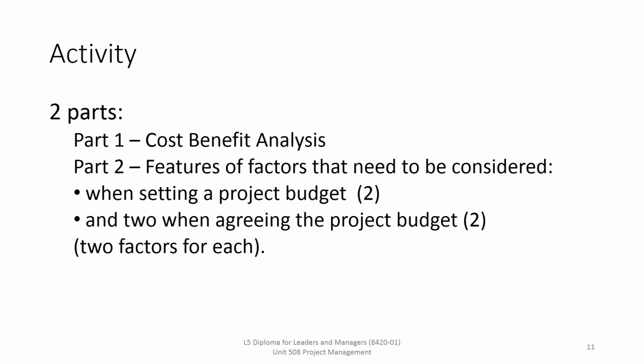And then part two, research the budget process requirements within your organisation, and then consider, research and describe the principal features of two factors that need to be considered. So two factors when setting a project budget and two factors when agreeing a project budget. Now, we've been through some, and when you do some research within your own organisation, you may come up with some others, but you need two factors for each. So two principal factors to consider when setting a budget, and two when agreeing it. Great. There's a Word document there, upload it when you've completed it, and then move on to the next part.